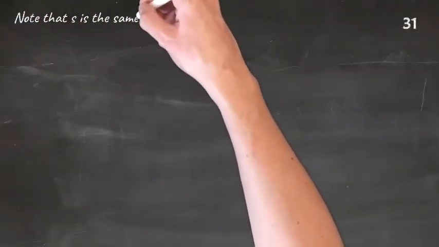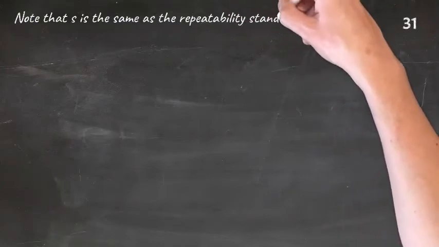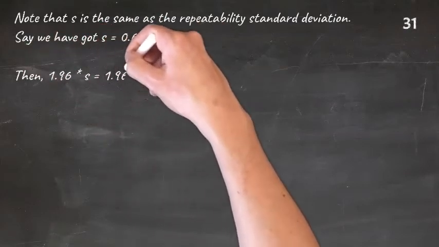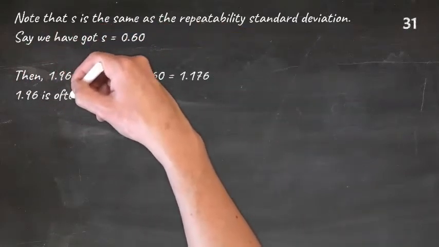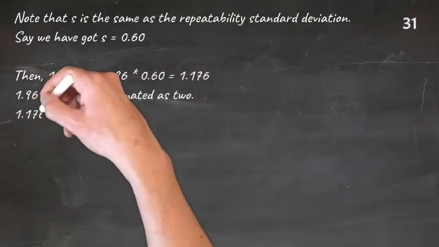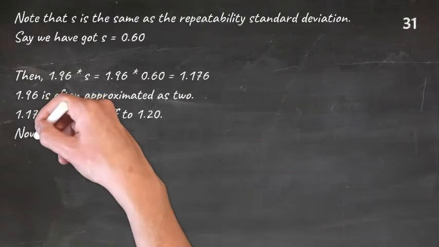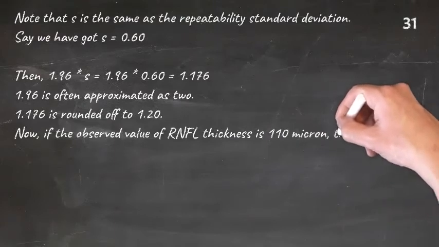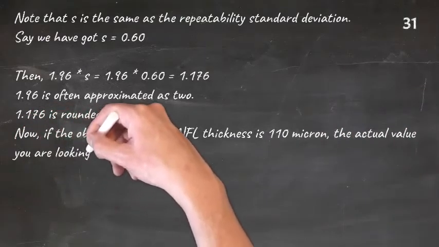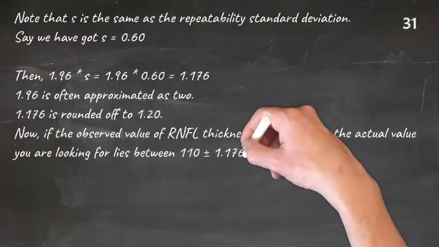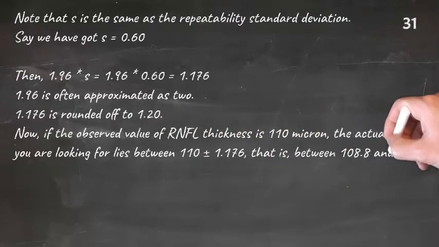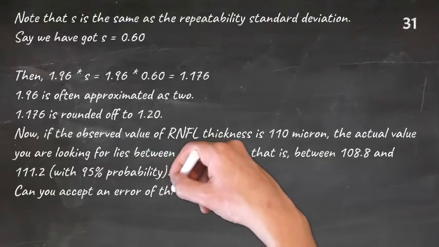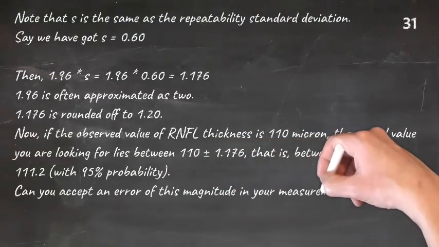Note that S is the same as the repeatability standard deviation. Say we have got S equals 0.60. Then 1.96 times S is equal to 1.96 times 0.60, or 1.176. 1.96 is often approximated as 2. 1.176 is rounded off to 1.20. Now, if the observed value of RNFL thickness is 110 micron, the actual value you are looking for lies between 110 plus minus 1.176, that is, between 108.8 and 111.2, with 95% probability.